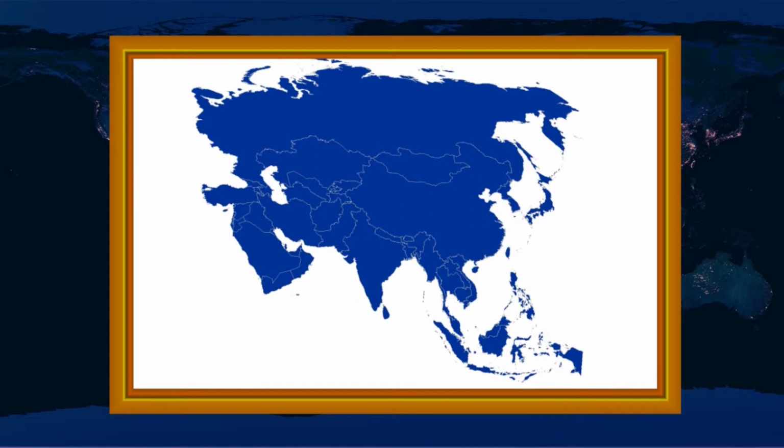The Tropic of Cancer passes through this continent. The continent is also bounded by oceans on 3 sides: the Arctic Ocean to the north, the Indian Ocean to the south, and the Pacific Ocean to the east. It has 2 most populous countries of the world, namely China and India.